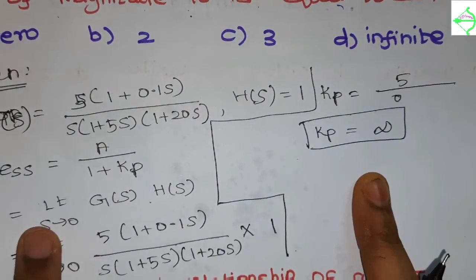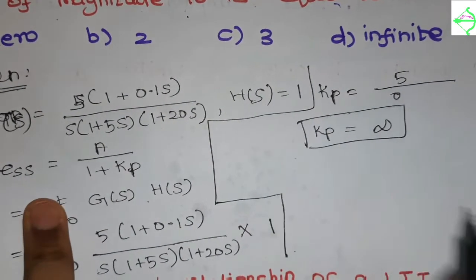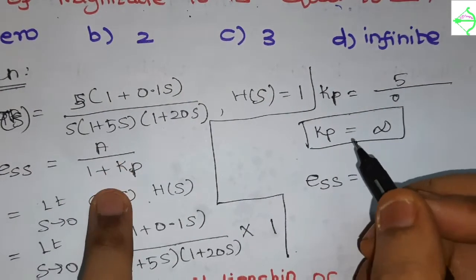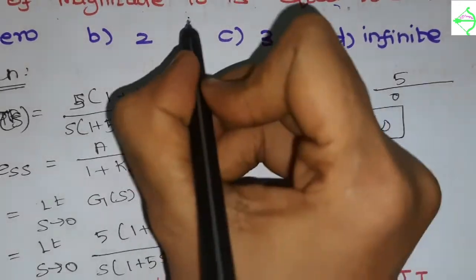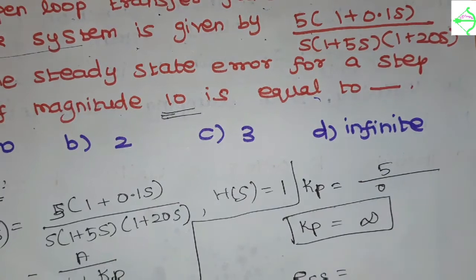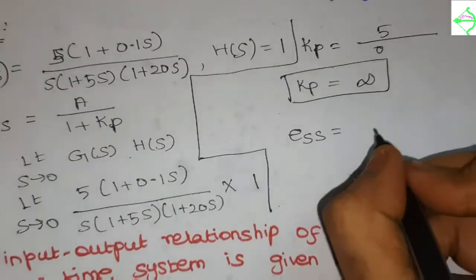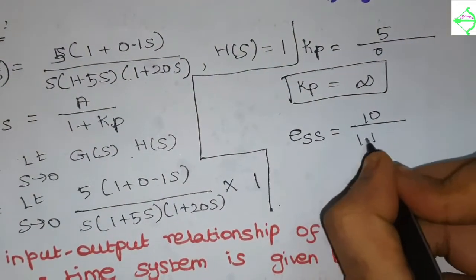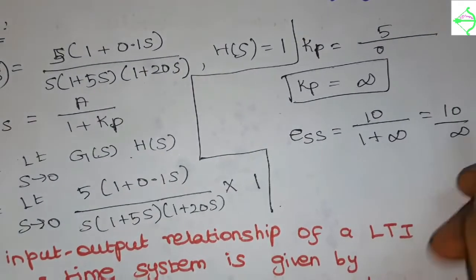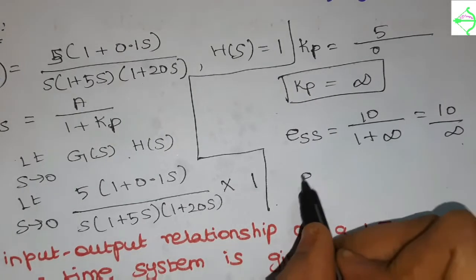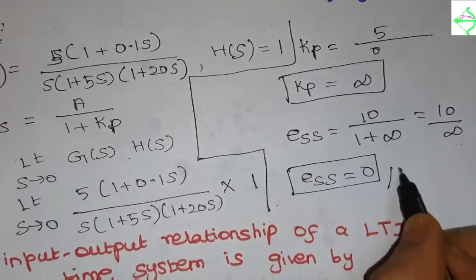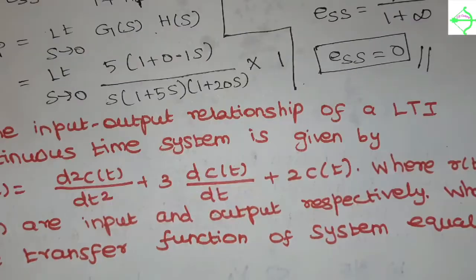Now let's find the steady state error. Steady state error is A divided by 1 plus Kp. We know that A is the magnitude, given as 10. We substitute that 10 here, divided by 1 plus Kp. 1 plus infinity is also infinity. Anything divided by infinity equals 0. So the steady state error for this particular problem is 0.